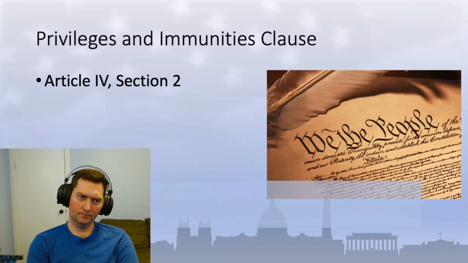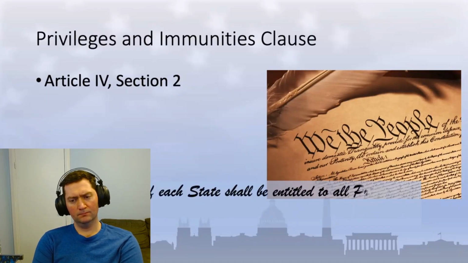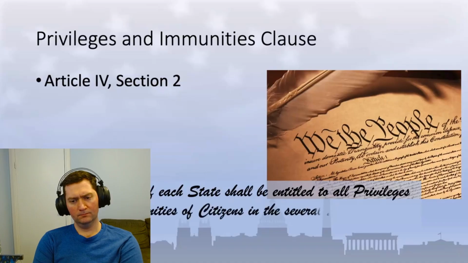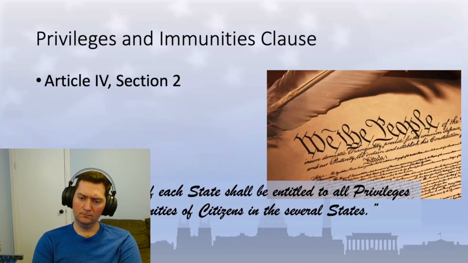Article 6, Section 2 of the Constitution is the counterpart to the Full Faith and Credit Clause. It provides that the citizens of each state shall be entitled to all privileges and immunities of citizens in the several states. This prevents states from discriminating against citizens of other states by denying them certain fundamental rights and privileges. It provides for the free movement of people and goods across state lines by ensuring that the citizens of one state are not treated unfairly or differently from the citizens of another state.